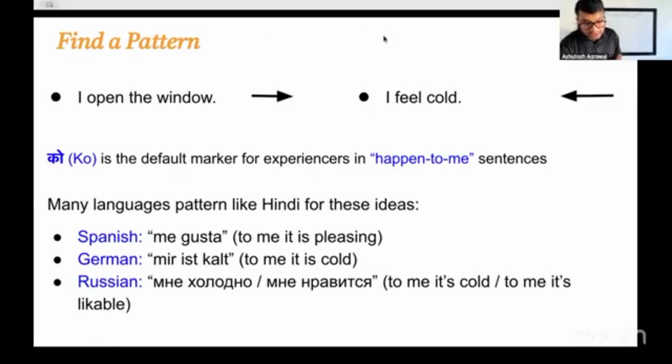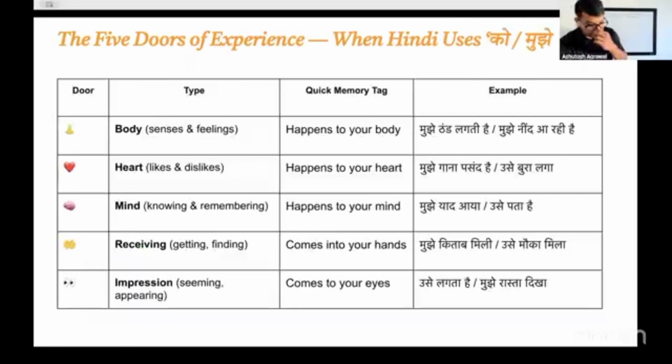It's the same thing in some of the other languages, such as Spanish, German, and Russian as well, where you say that to me, something is pleasing, or to me, this thing is likable. And so we looked at multiple cases of that. And then the question was, how do I make sense of it, because there are so many verbs.